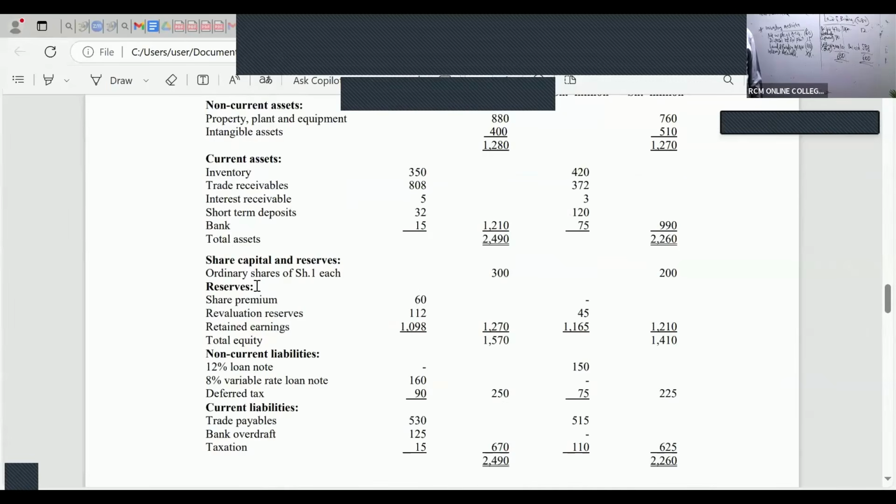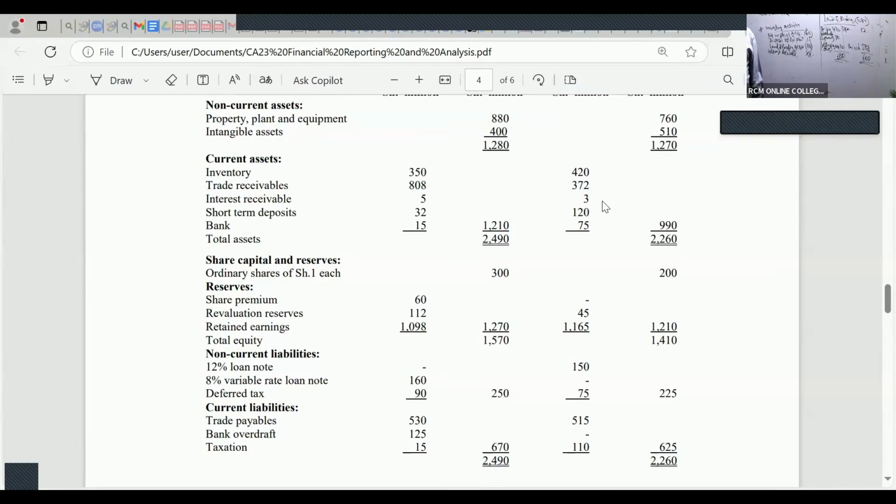Why am I not seeing it? Ah, it is here. So we have 3, carried down 5, and then interest receivable in the year 12. Yeah, I would have gotten it very easily, but now we can just handle it here.